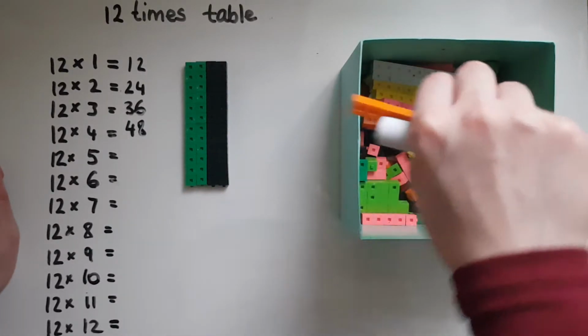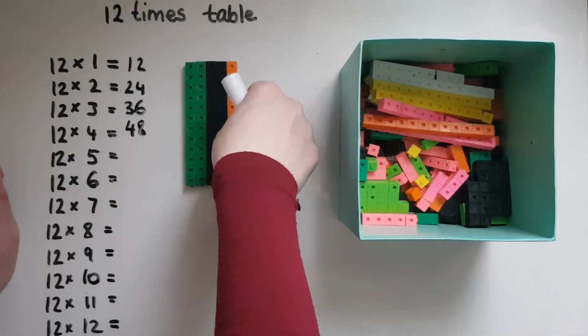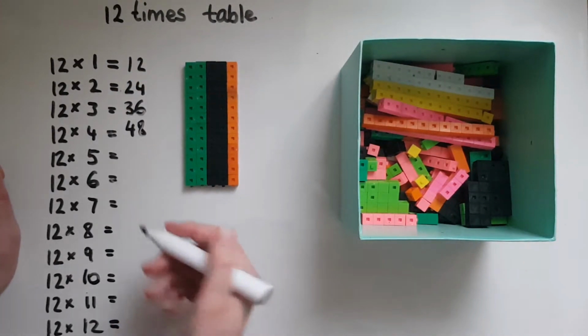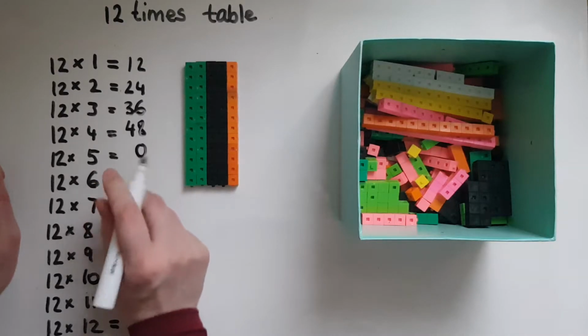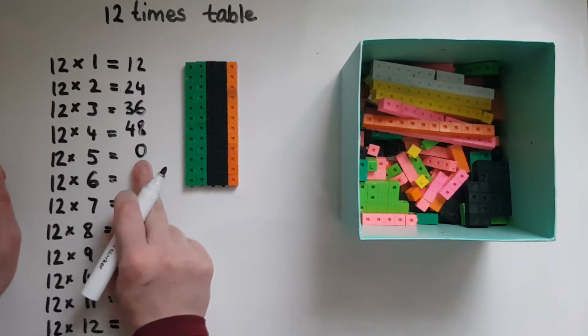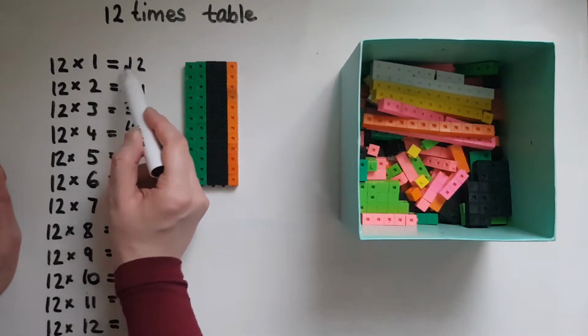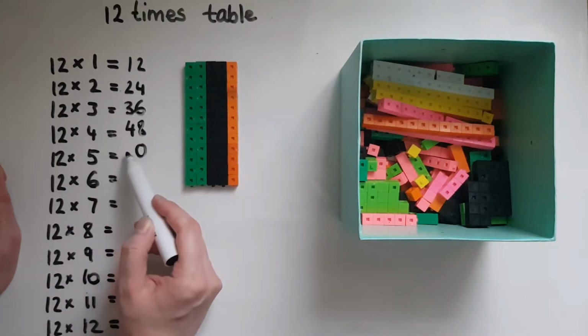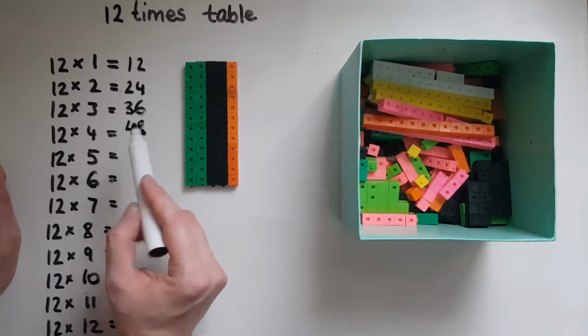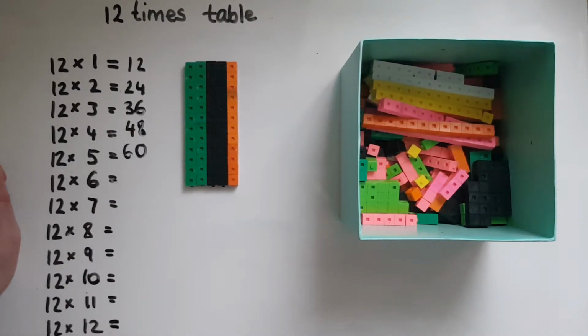So 12 times 5, so put a 0 for the 10, and we're carrying 1 over. At the same time, we're going 1, 2, 3, 4, so this must be 5, but we have 1 to carry over, which makes 6, so that is 60.